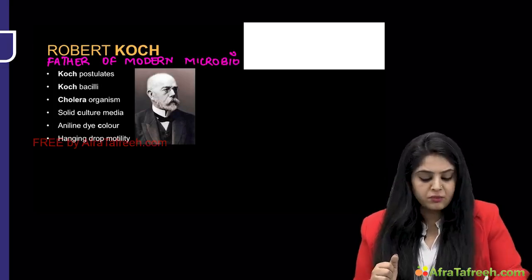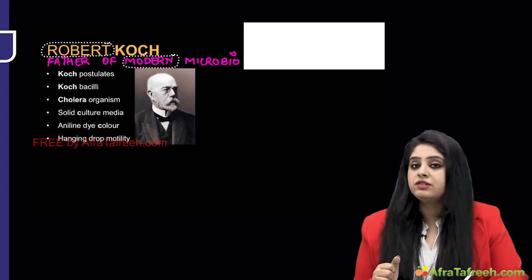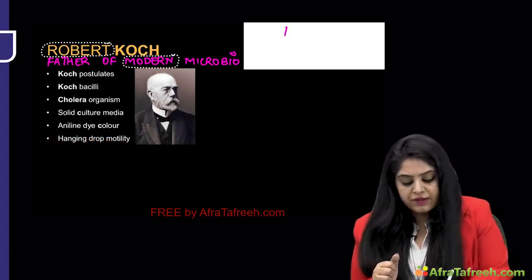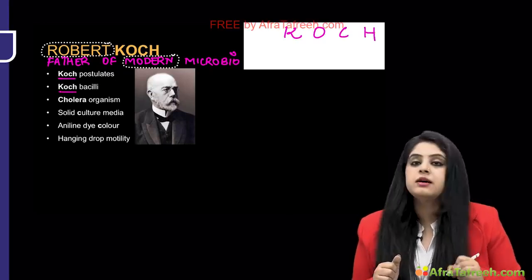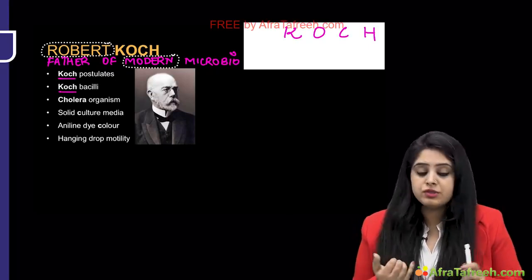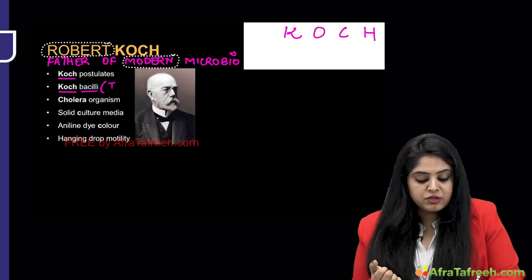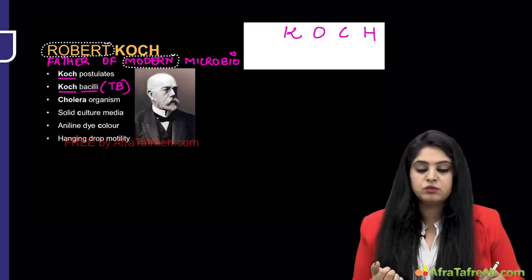Of course, Robert is a very modernized kind of a name, right? So he's said to be the father of modern microbiology. What is the mnemonic for him? His name, of course, Robert Koch, that is going to be the mnemonic. As soon as I say Koch, what are the Koch related things that come to your mind? Number one, there are Koch postulates, which I'm going to teach you right away. Then there is Koch bacillus, which everyone knows is tuberculosis. TB is also introduced by him. So that is one thing.